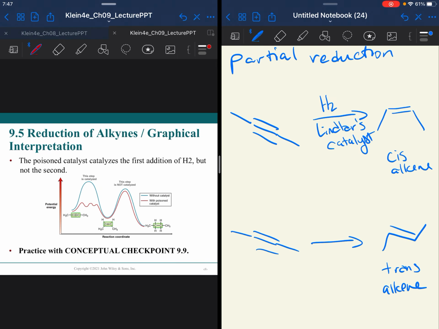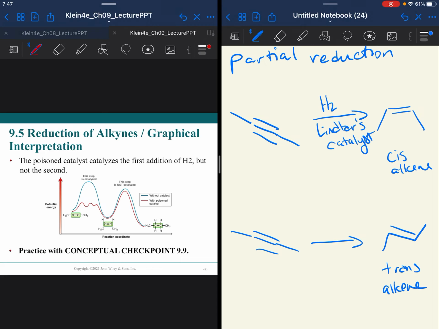It behaves in a way that allows us to stop at the alkene. When we use H2 and a regular catalyst, it is going to bring down the activation energy of the steps so that we don't have this high barrier of activation. Well, H2 and platinum or palladium or nickel brings all of them down.